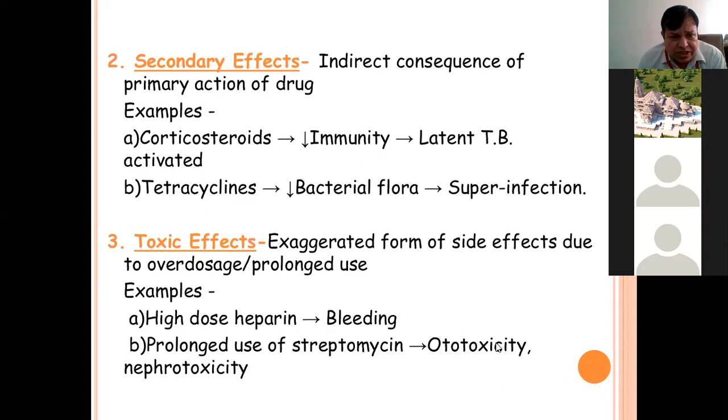Now, third is toxic effect. Here, an accelerated form of side effect due to overdose or prolonged use. Example, a high dose of heparin causes bleeding, and prolonged use of streptomycin causes ototoxicity or nephrotoxicity. That is the toxic effect of a drug, an adverse drug reaction.